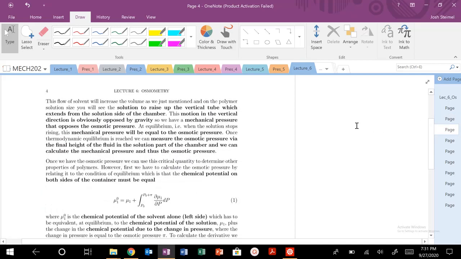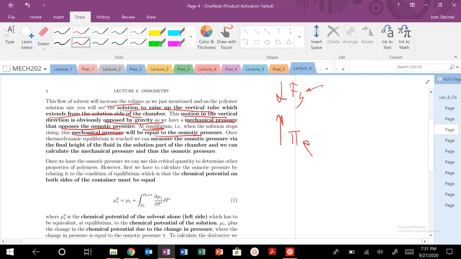So the flow of solvent is going to give you that increase in volume. You're going to see the solvent rise up in that vertical tube. That motion in the vertical direction is going to be opposed by gravity. So we're going to have a mechanical pressure that opposes that osmotic pressure. The osmotic pressure is going to want to push it up, and due to gravity, there's a force pushing it down. At equilibrium, this mechanical pressure due to gravity is going to be equal to that osmotic pressure right here.